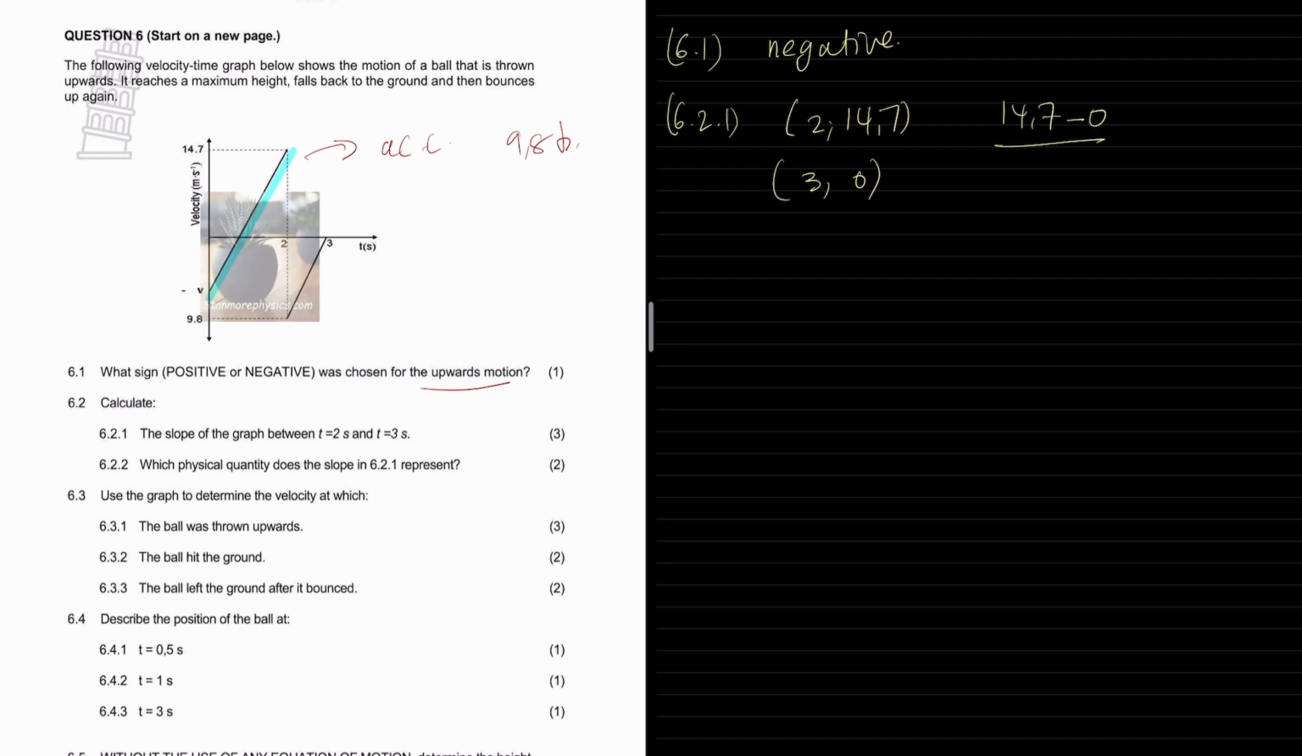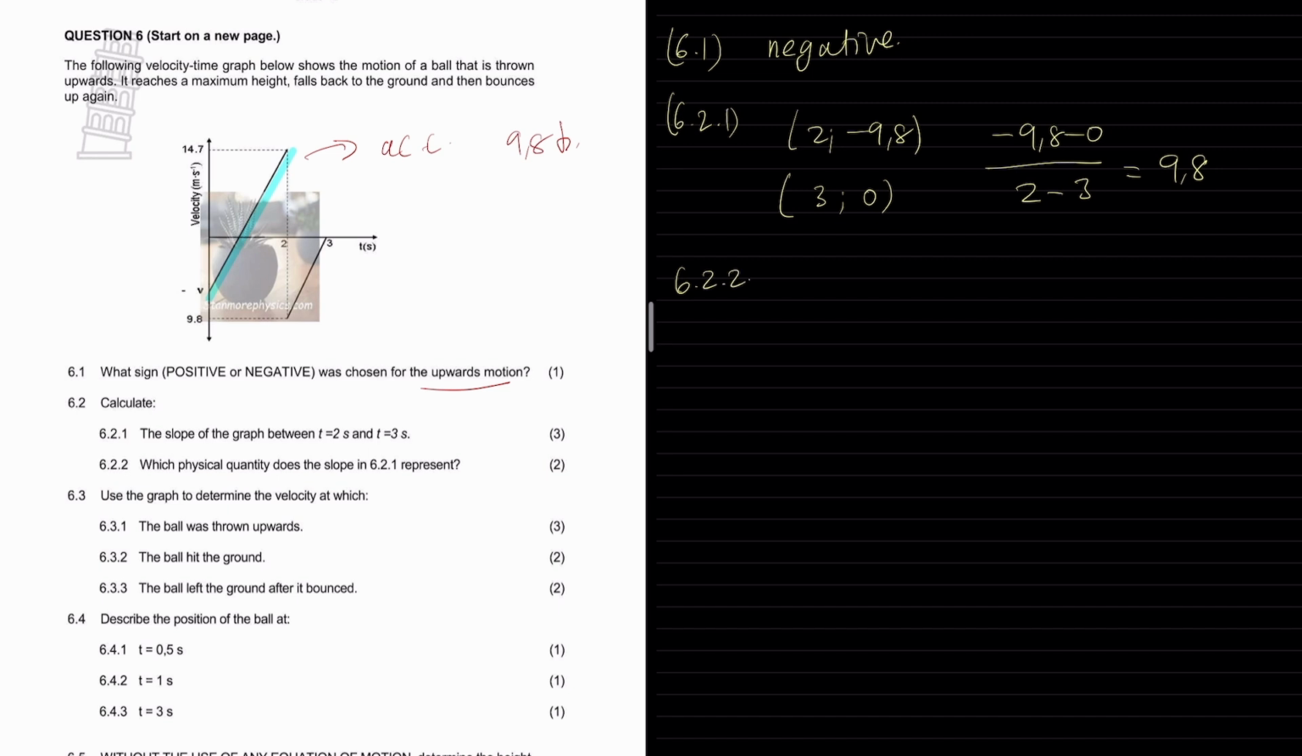Calculate the slope between T2 and T3. I took the wrong coordinate. So at T2, it's 2 and minus 9.8. At 3, it is 3 and 0. So now we can calculate the gradient. We should get 9.8. So y2 minus y1 over x2 minus x1, and that is 9.8. 6.2.2, what quantity does it represent? It represents acceleration.